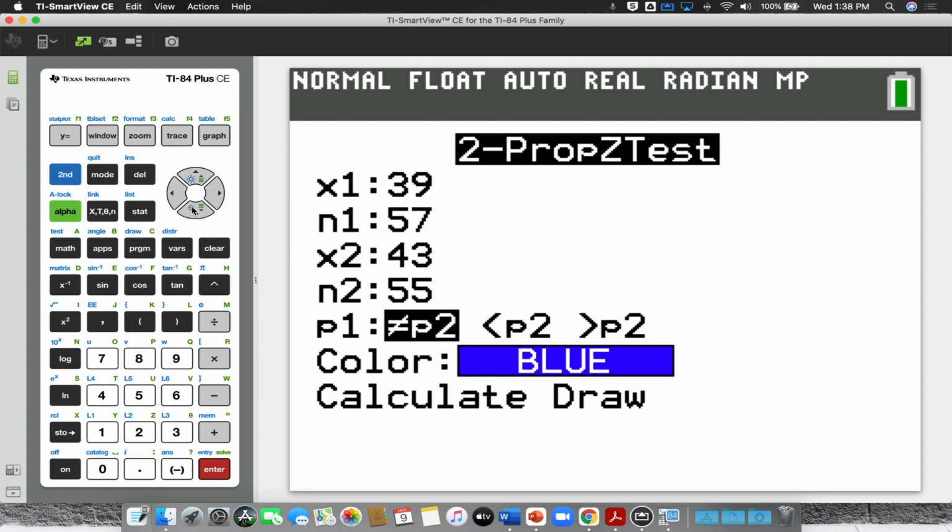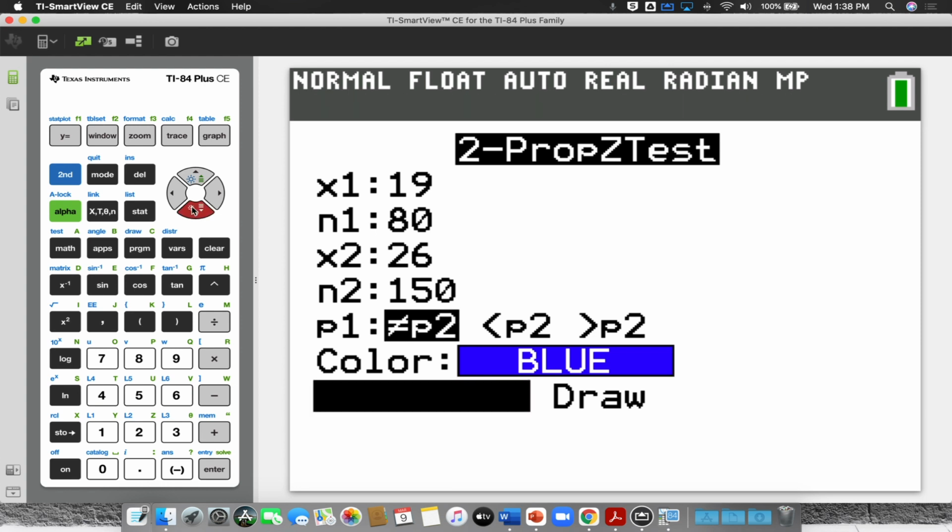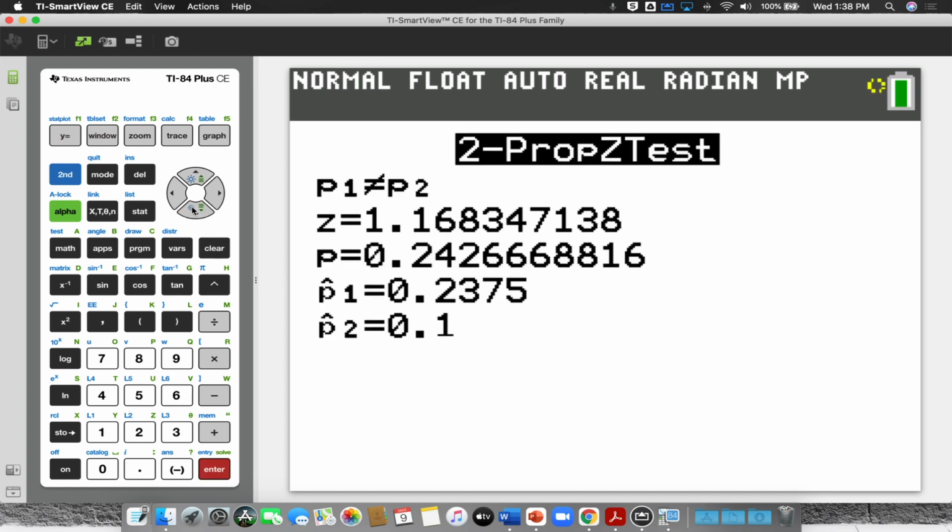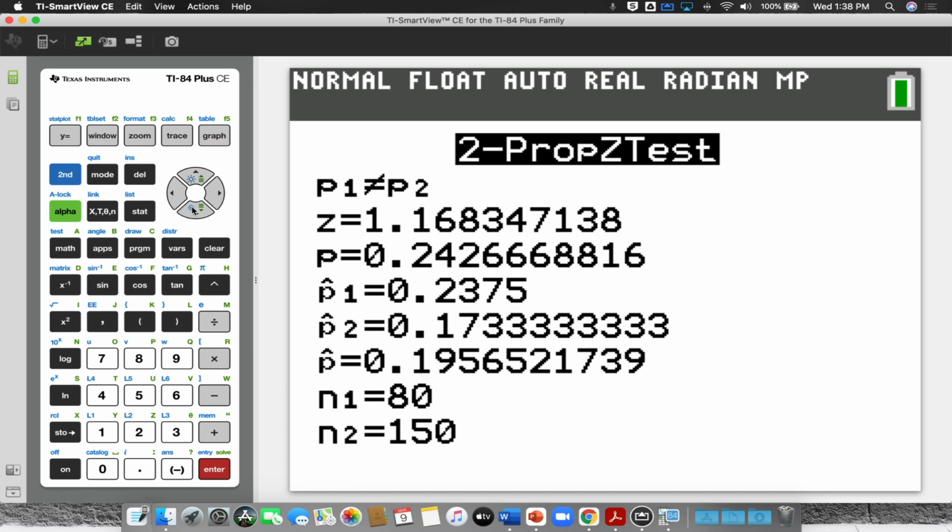So the top number, x1, what was x1? x1 represented sophomores. So that's going to be 19, 80, and then 26 over 150, not equal to. Calculate or draw, it doesn't matter which one you use because they're both going to give you the same information. So the first one underneath the not equal to, underneath the alternative hypothesis, is your z-score. So we've got to write down the z-score: 1.17.